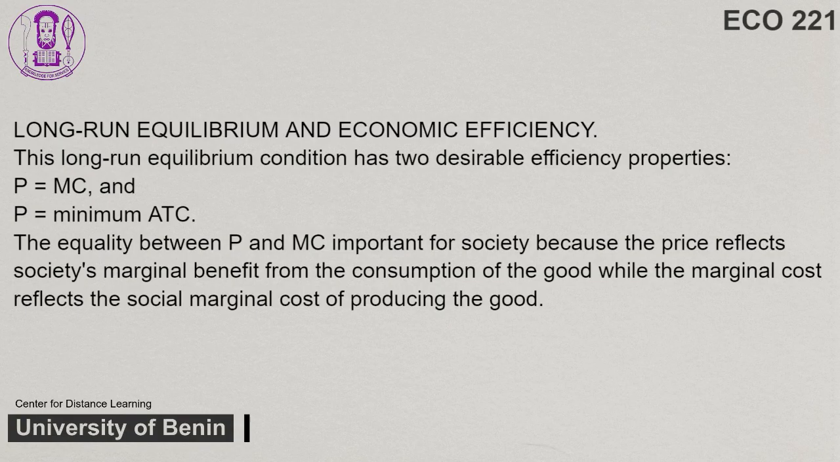Economic efficiency. This long-run equilibrium condition has two desirable efficiency properties: P equals MC and P equals minimum ATC. The equality between P and MC is important for society because the price reflects society's marginal benefit from the consumption of the good, while the marginal cost reflects the social marginal cost of producing the good.